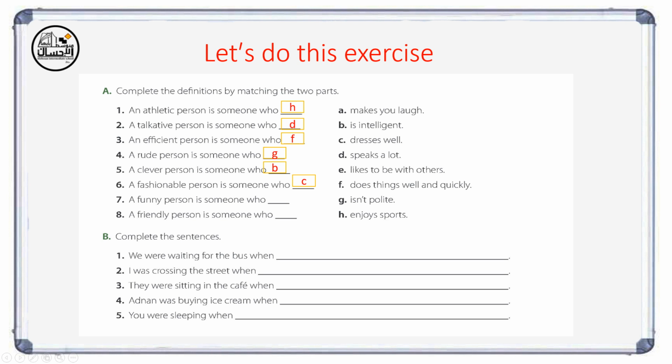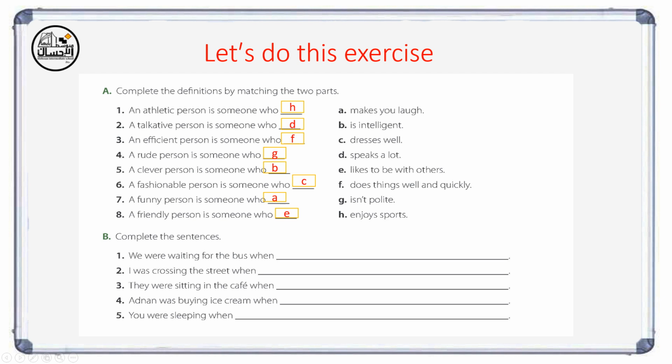A funny person is someone who makes you laugh. A last one, which is number 8, a friendly person is someone who likes to be with others. Okay, this is here regarding identifying the first part of the sentence. Who is the athletic person? Who is the talkative, efficient, rude person, clever, fashionable, funny, friendly? This is here identifying those examples.